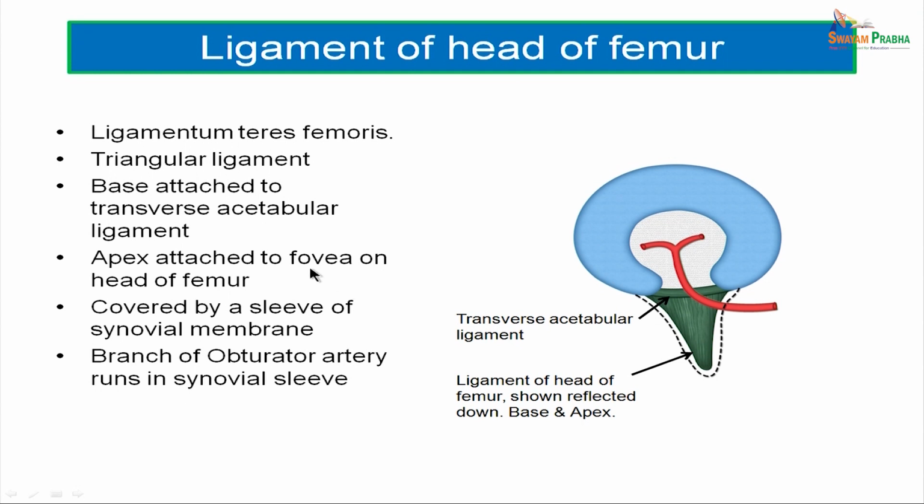The ligament of the head of the femur is also called the ligamentum teres femoris. It is a triangular ligament. The base is attached to the transverse acetabular ligament, and the apex is attached to the fovea on the head of the femur. The transverse acetabular ligament gives attachment to this ligament, and the ligament of the head of the femur is covered by a sleeve of synovial membrane. It is very important to remember that the branch of the obturator artery runs in the synovial sleeve and provides blood supply to the head of the femur. This is the branch of the obturator artery which is running along the synovial sleeve and providing blood supply to the head of the femur.